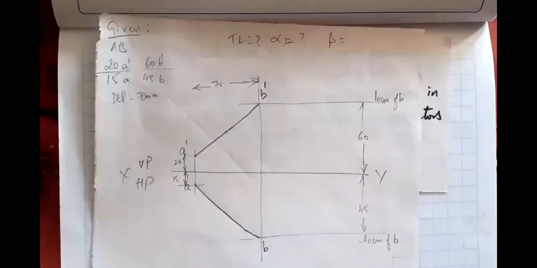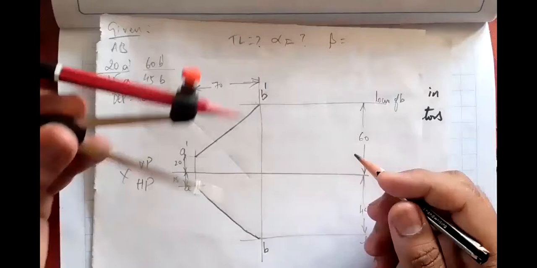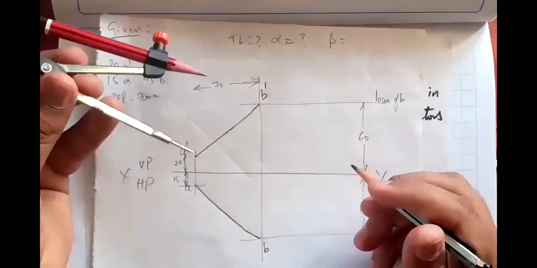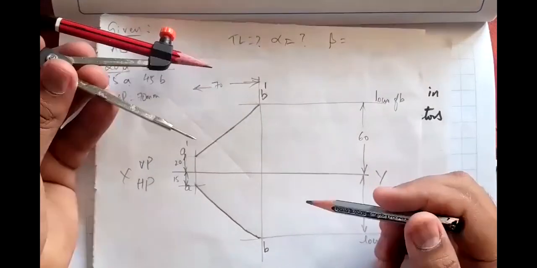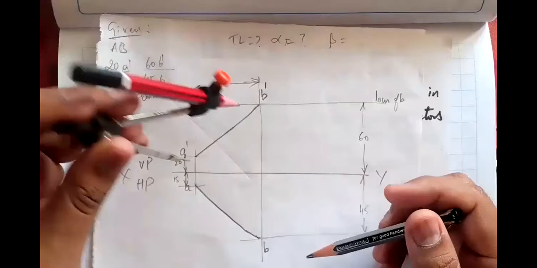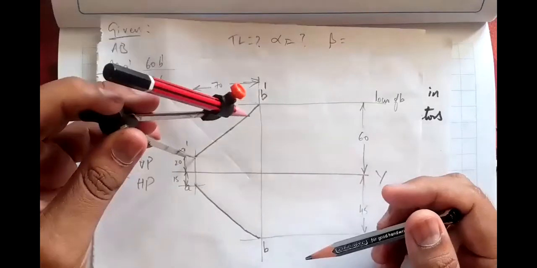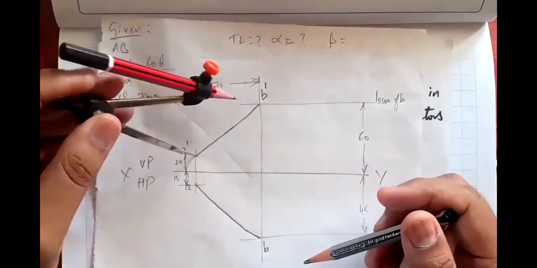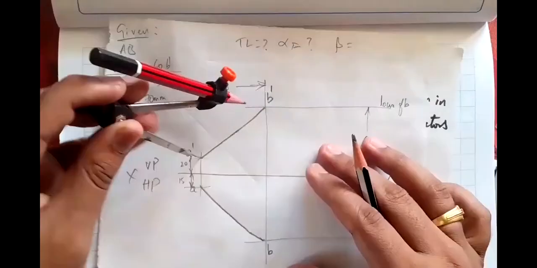Taking a compass and cutting an arc. Where I'll take a compass. Now tell me where I have to keep my compass. At A dash, sir. Yes. Next, where should I take the radius to? B dash. Yes, very good, B dash. I'll take the radius. Okay.